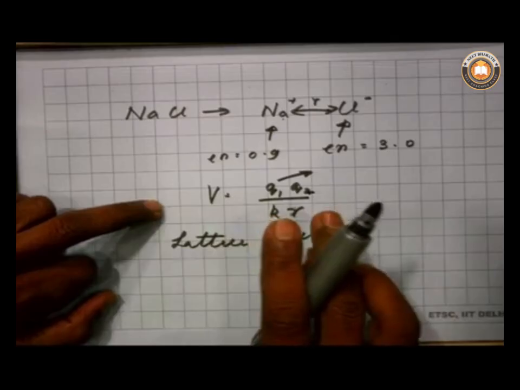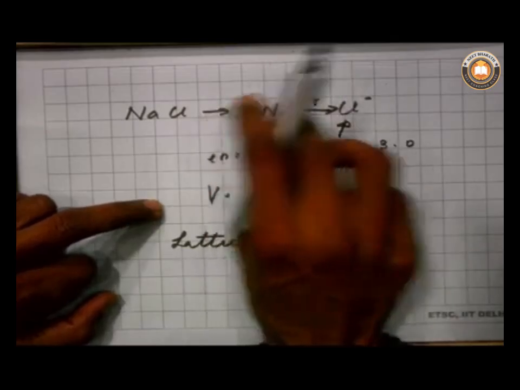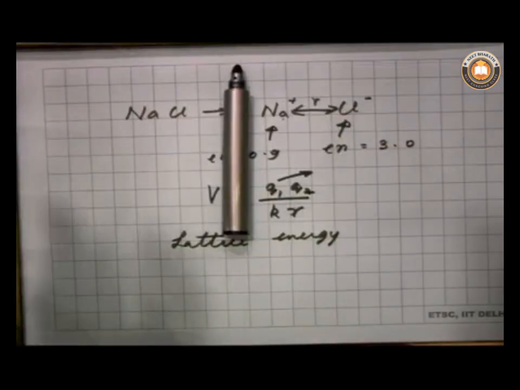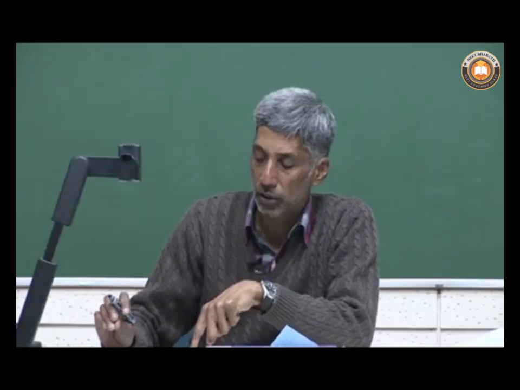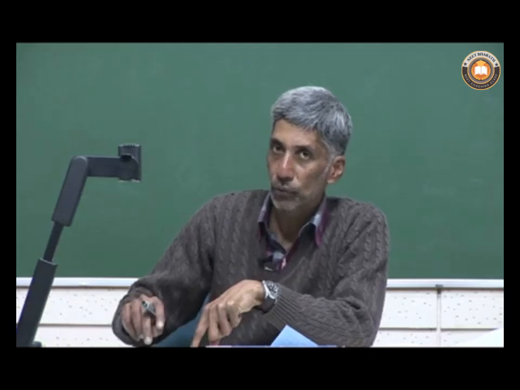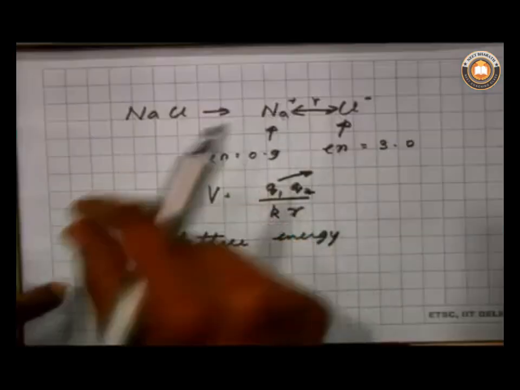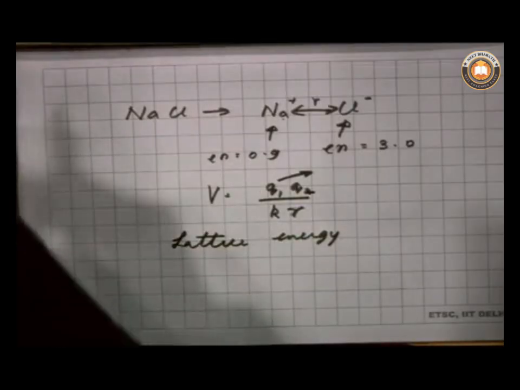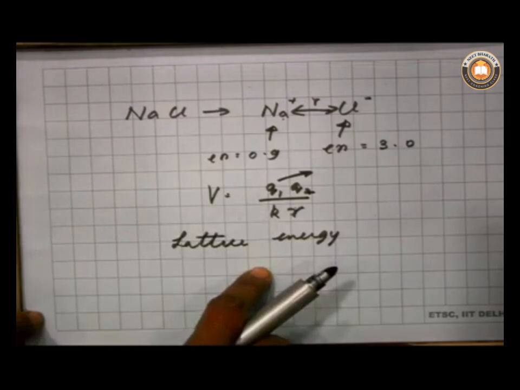The lattice energy is the energy that sodium chloride has as a result of it being in a particular lattice, and that arises primarily due to this electrostatic interaction. So, if you took sodium chloride and put it into water, you have to get rid of this lattice energy, or you have to gain some energy from somewhere else to compensate for this. That is what it means.